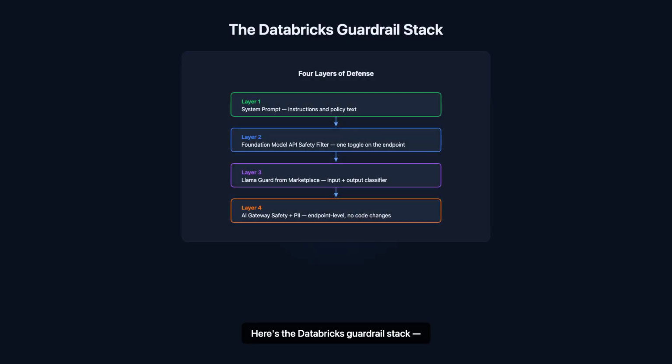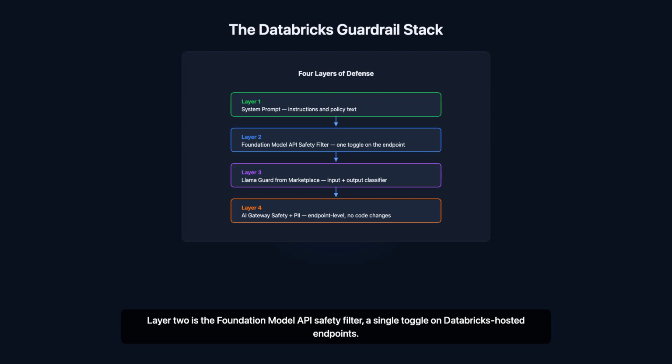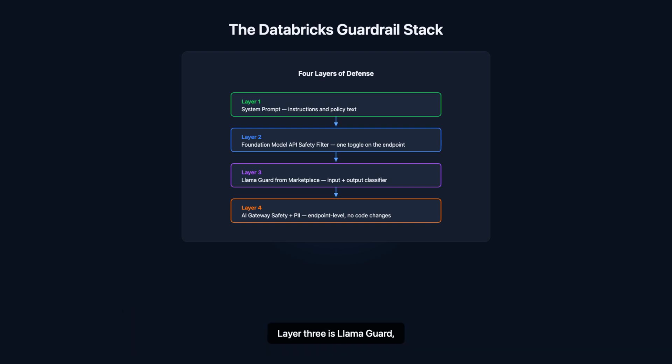Here's the Databricks guardrail stack. 4 layers from outside the model to the endpoint boundary. Layer 1 is the system prompt, your instructions and policy text inside the model's context. Layer 2 is the foundation model API safety filter, a single toggle on Databricks hosted endpoints. Layer 3 is Llama Guard, deployed from Databricks Marketplace as its own serving endpoint, used to classify both input and output. And Layer 4 is AI Gateway Safety+PII, which lives at the endpoint boundary on Unity AI Gateway and needs no application code changes at all. We'll go through each one.